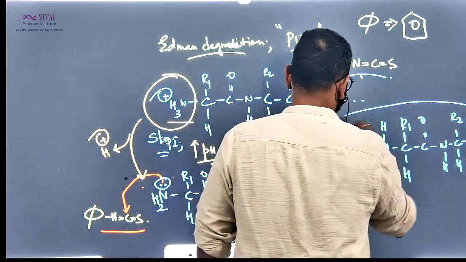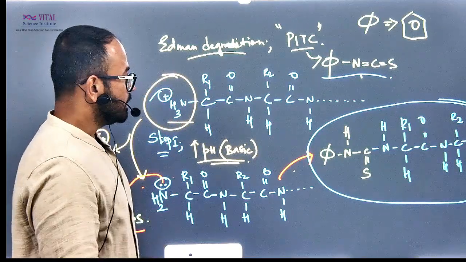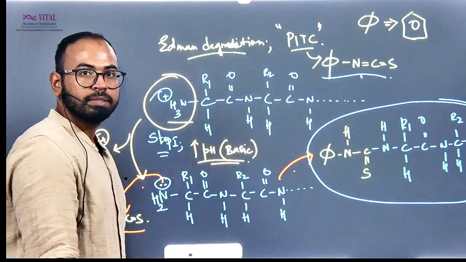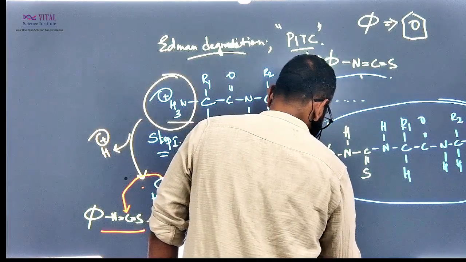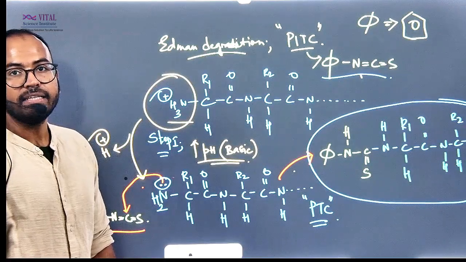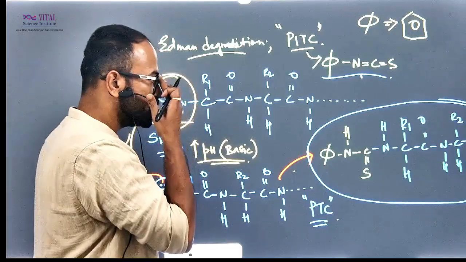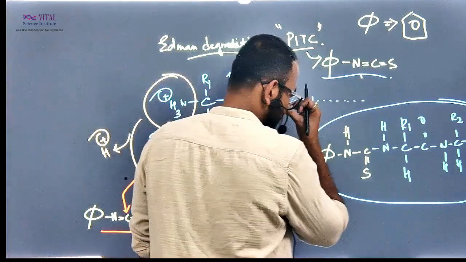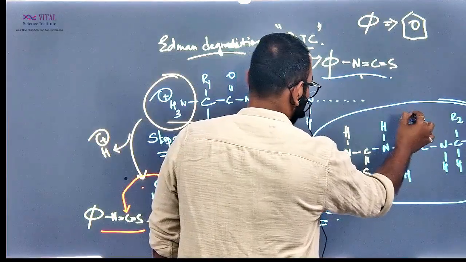So this will be formed initially. The structure that is being formed over here is called our PTC, phenyl thiocarbamoyl adduct. Within this structure, let's focus on certain things. We have our phenyl isothiocyanate unit along with our first amino acid.